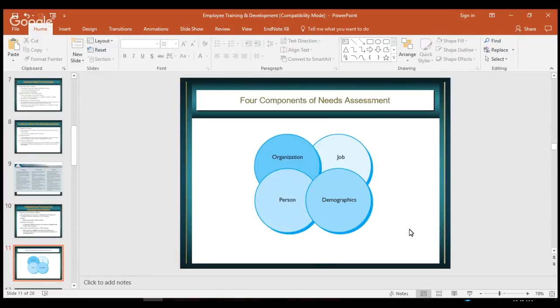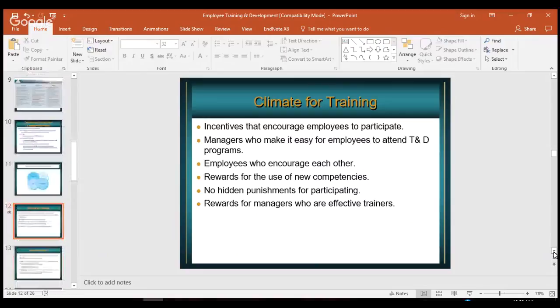Mentioned this earlier, just want to put it in a picture format, a visual, so that we can see they all combine, the overlap to some extent when we do the needs assessment. For us as managers, we have to ensure that the climate for training is there. And what does that mean? That there are incentives that encourage employees to participate in a training. We also have to ensure managers make it easy for employees to attend the training sessions that may be offered.